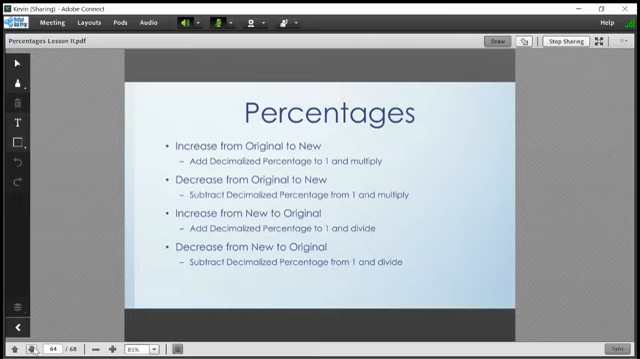If I'm going to decrease from new to the original, again, I'm still subtracting that decimalized percentage from 1 because it's still a decrease. However, again, because I'm going from the new to the original, I'm going to divide. Okay, so I hope I tried to make this as simplistic as possible.